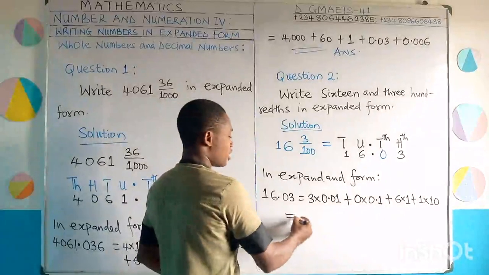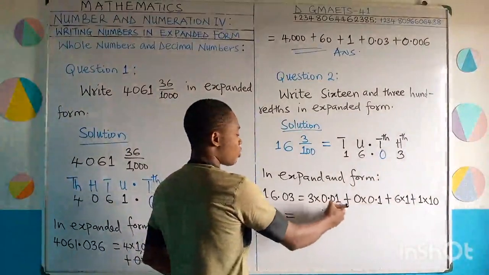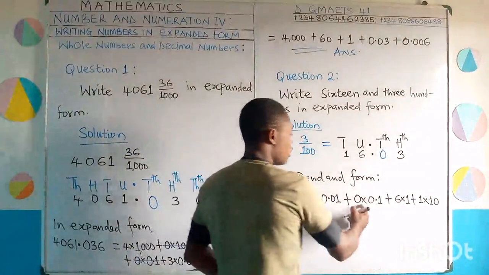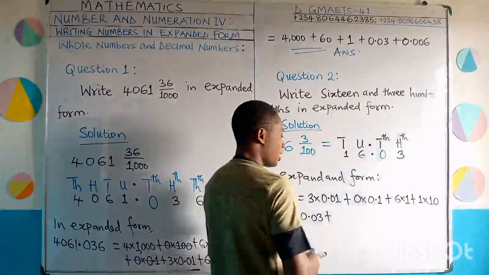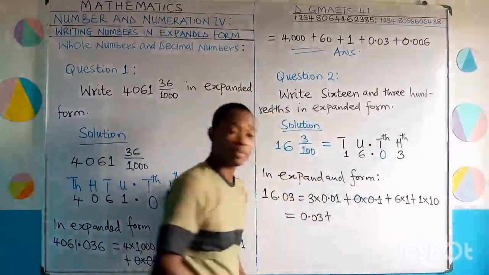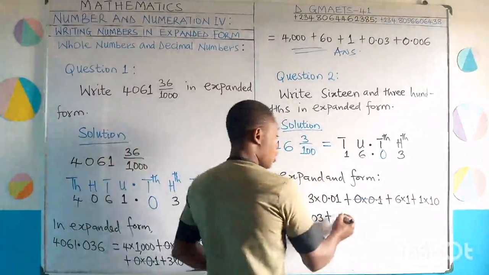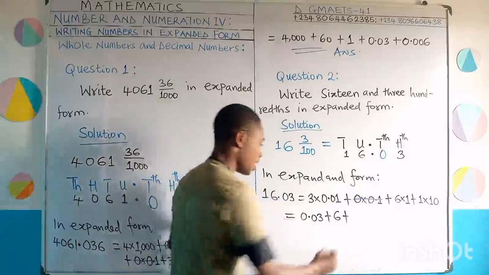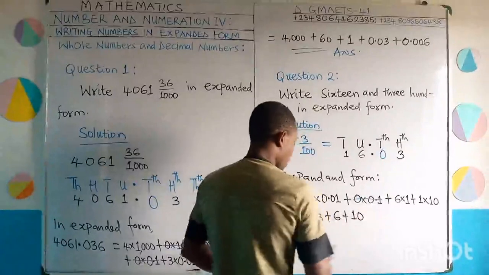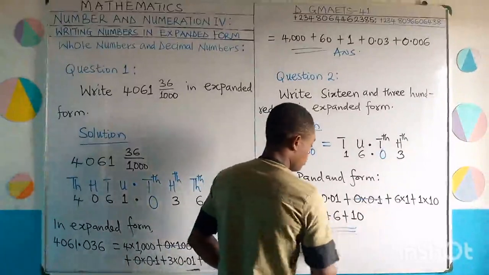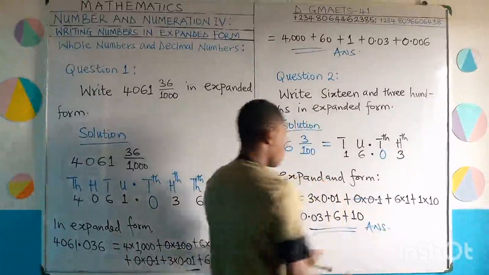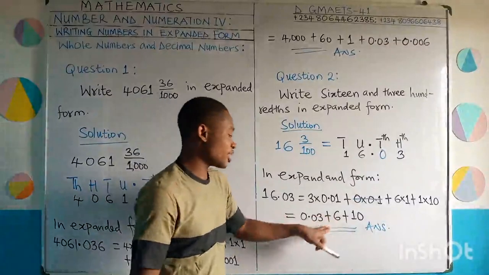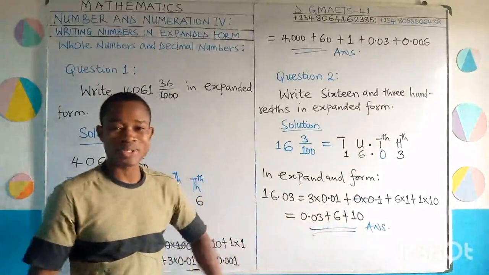And so the answer here is going to be 3 times 0.01 will give us 0.03, plus 0 times 0.1 is 0. So it goes off. Permit me to cancel it, okay? And then we have 6 times 1 is 6. Lastly, 1 times 10 will give us 10. This is our answer. And so writing 16 and 3 hundredths in expanded form, this is what you're going to get.